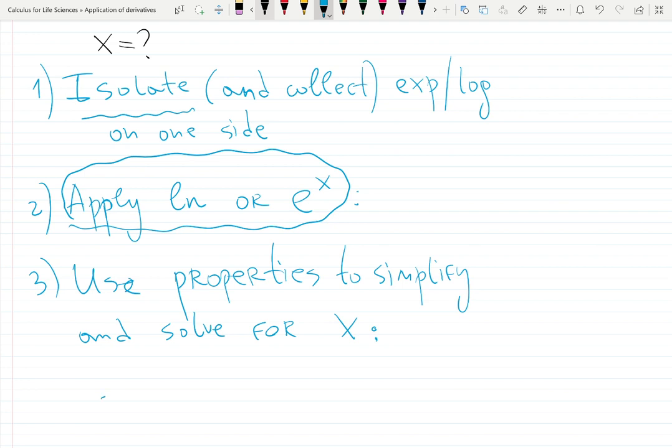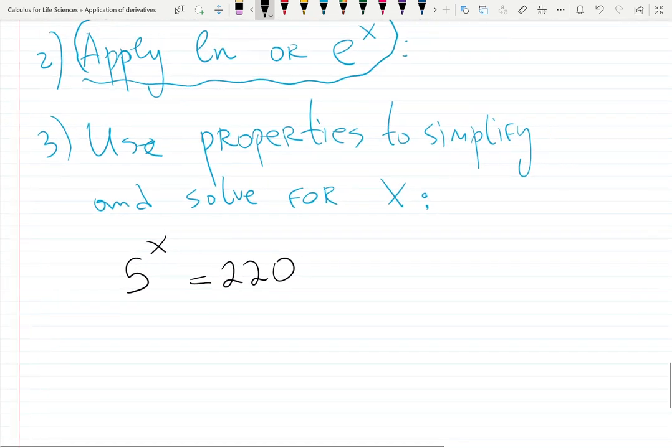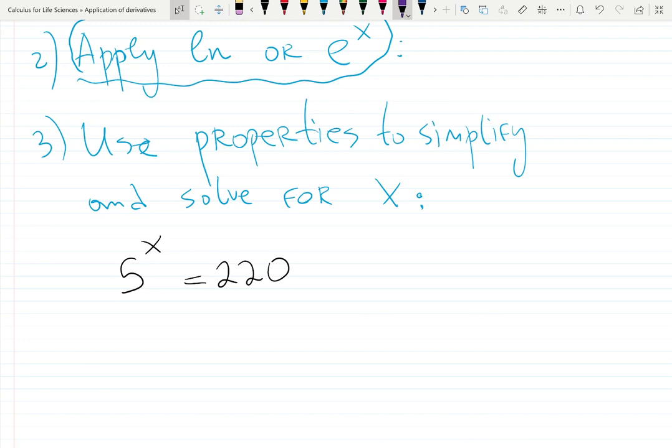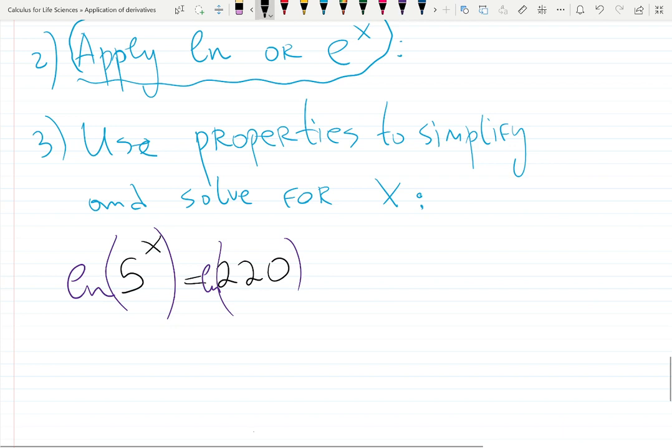In this case, we have 5 to the x equals 220. I isolated it, it's standing on the left-hand side, nothing is attached to it, no numbers and so on. I'm ready to apply the logarithmic function to both sides. ln, that's a messy way to write it down, but it's exactly how everyone sees it. ln will take this x and put it down. You don't even have to do log base 5. You could if you want to, it will undo 5. But to be honest, it's extra, because ln properties will take and put this x down.